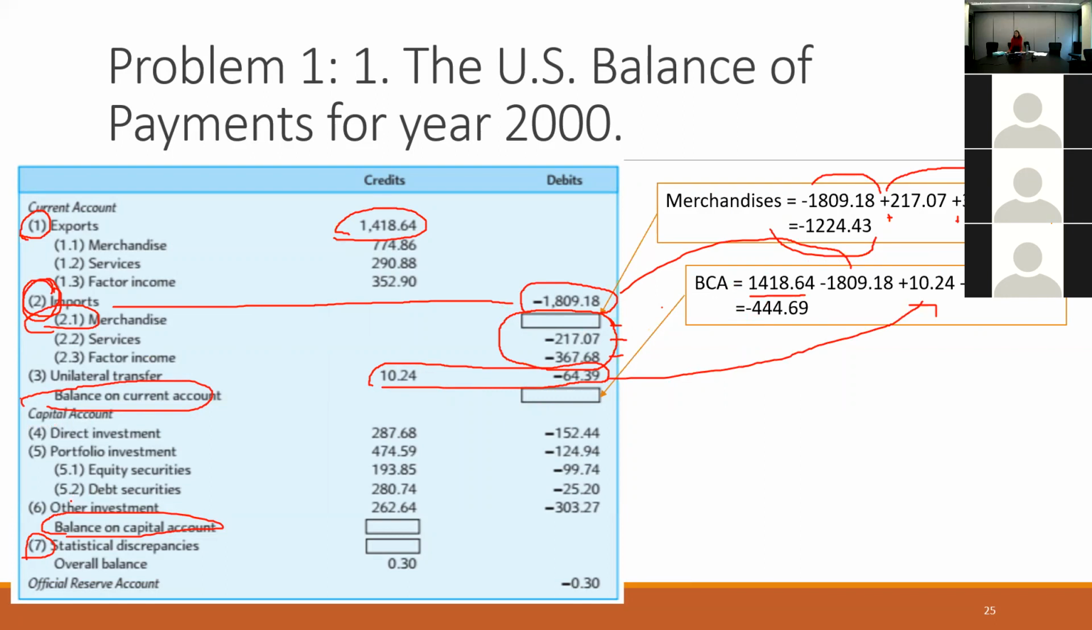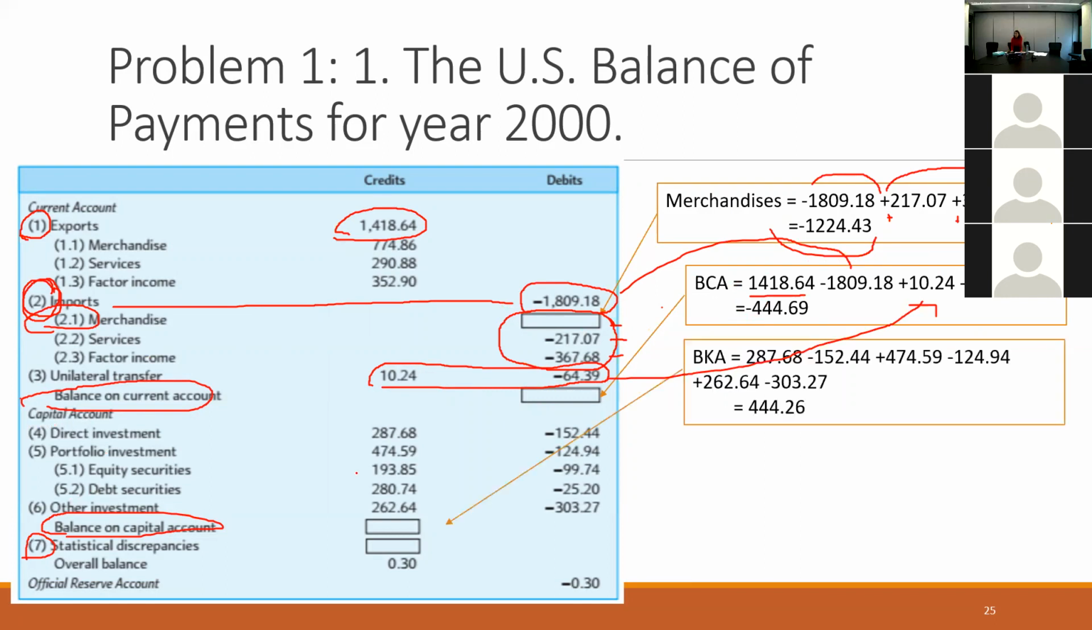So for the next calculation, we're calculating the balance on capital account. This is for financial transactions in and out of the US, yeah? So when you have a positive number here, that means it's a cash inflow into the US. So foreign investors are investing in the US by this much. And when you have a negative number, that means US investors are investing outside of the US, yeah?